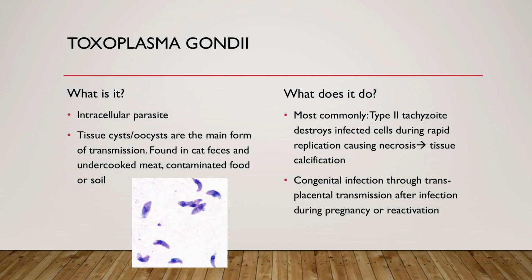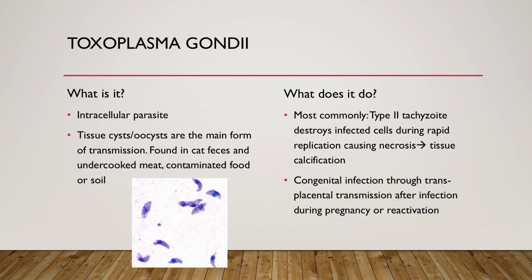The first infection, T, is going to be Toxoplasma gondii. It's an intracellular parasite. Tissue cysts or oocysts are the main form and can be found in undercooked meat and cat feces or contaminated food or soil. This is a commonly tested boards question.